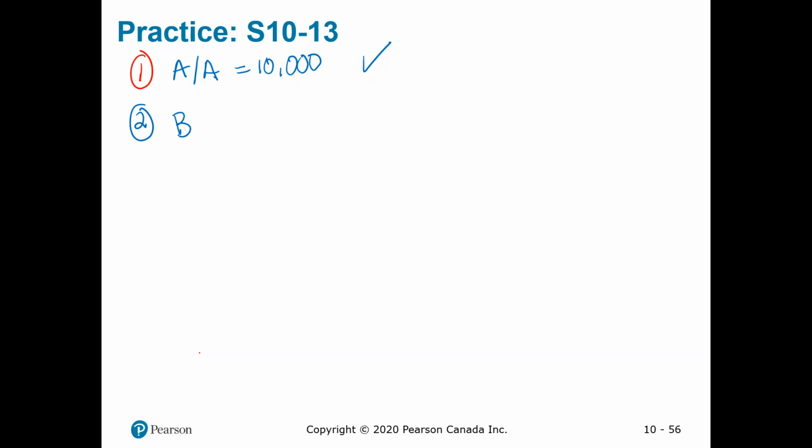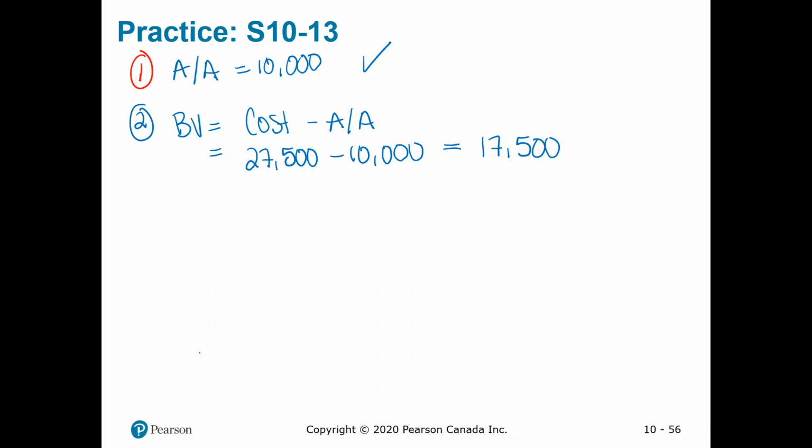Step two, we want to figure out the book value of the asset. And this is cost minus accumulated amortization. Our cost here, $27,500 minus the $10,000 accumulated, and that equals $17,500. Okay, so we've got our book value.